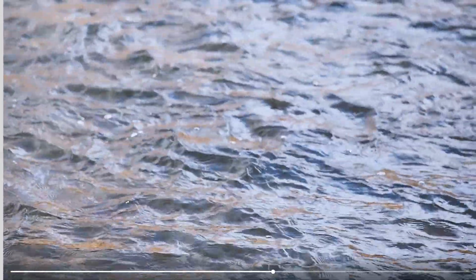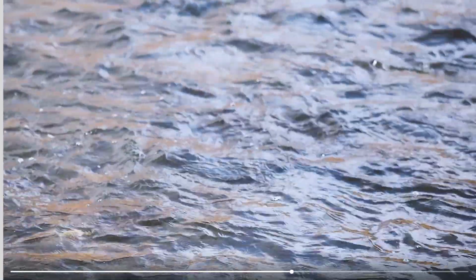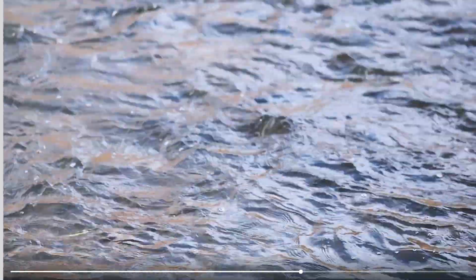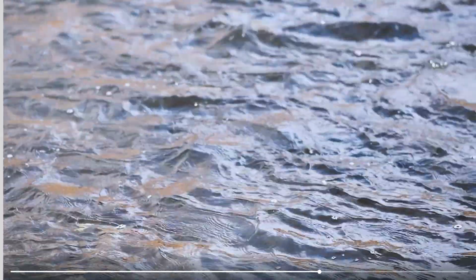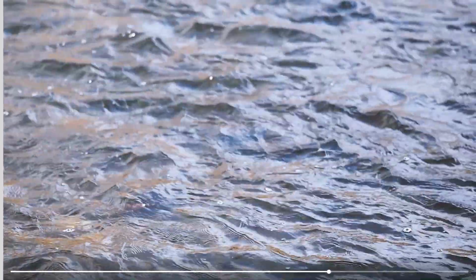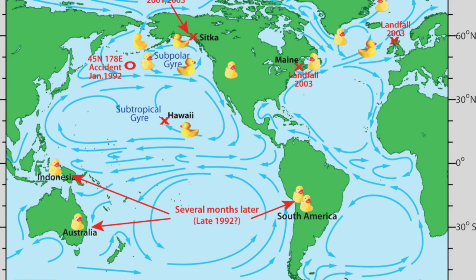I'm giving you this idea to tell you about ocean currents. Basically, an ocean current is the continuous and predictable movement of water in a certain direction. This is a map. This is called the duck experiment, which gives another idea about the topic of ocean currents.